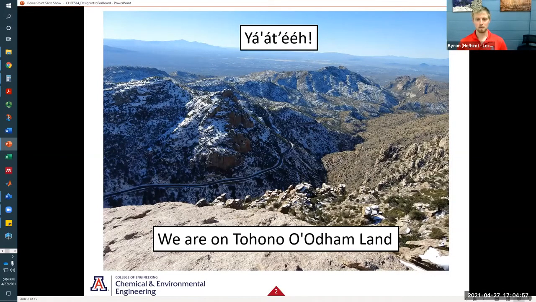Before I begin, I just want to say Yata'e, and we are on Tohono O'odham land. This is a picture taken from Windy Point on Mount Lemmon. And as you can see, it's a beautiful landscape. We need to appreciate the land we are on and moving forward.